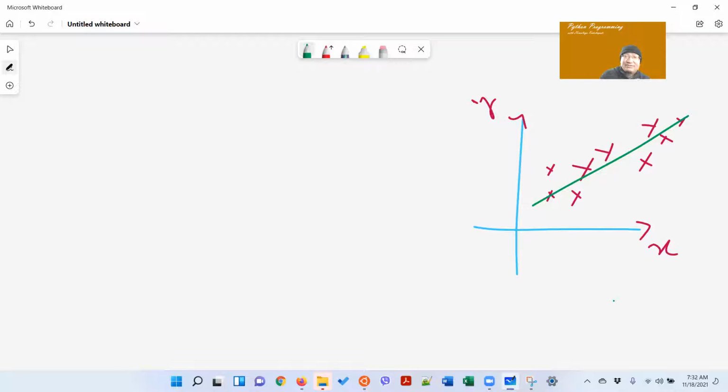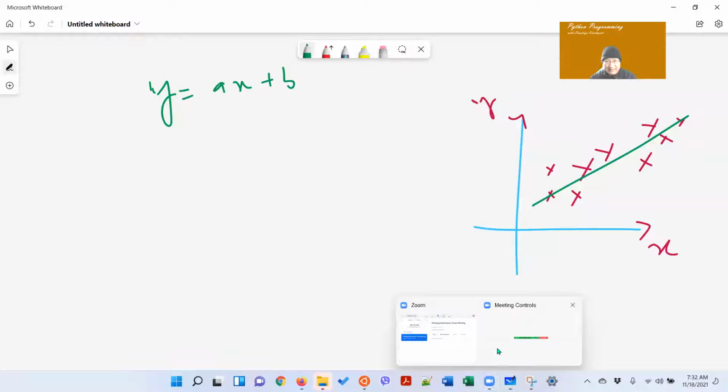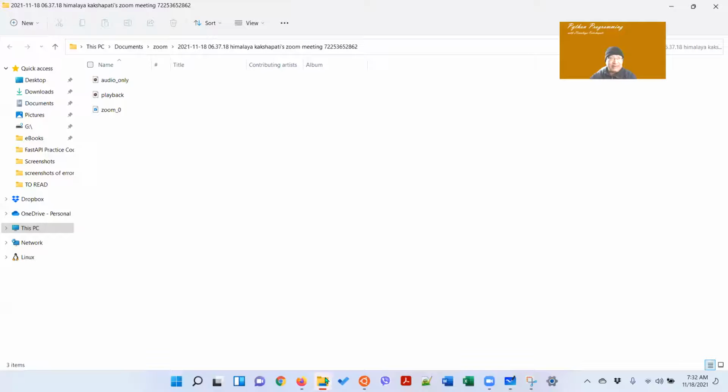y equals ax plus b. a is m, which is the slope. What is b? Intercept. Very good, intercept. Okay.